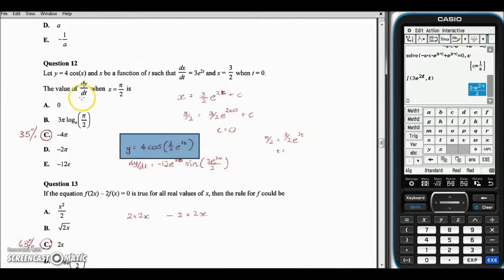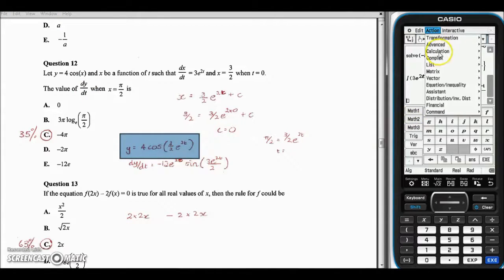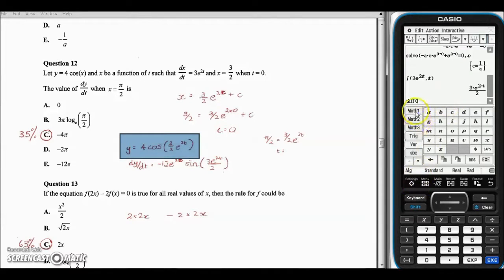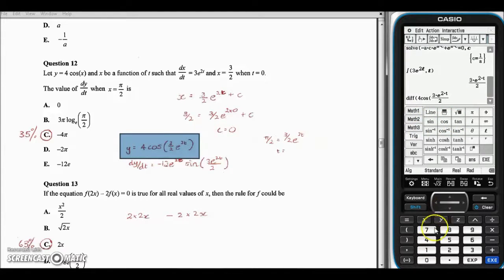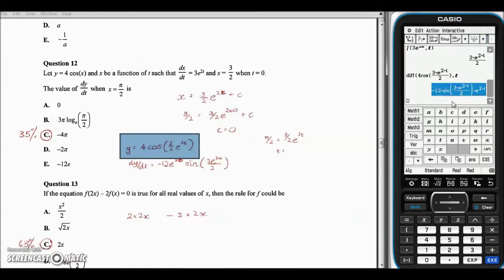So now we can work out dy dt by differentiating 4 cos of 3 on 2 e to the 2t. I'm sure there's more than one way to go about this question. This way kind of makes the most sense to me. So 4 cos, if we differentiate that, remember that we want to tell the calculator to do that in terms of t. We get this weird thing here, and we want to know what dy dt is when x equals pi on 2.